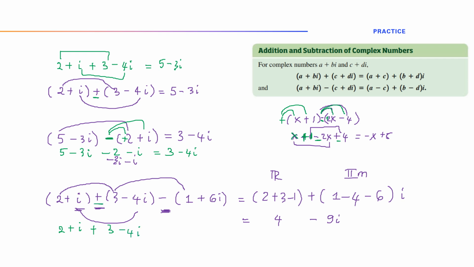Because that positive right here doesn't change the sign inside the parenthesis. But this one is negative, so we have to change it. So positive 1 becomes negative 1, and positive 6i becomes negative 6i. Now combine like terms: 2 and 3 is 5, minus 1 is 4. So that equals 4. Now i minus 4i is negative 3i, minus 6i is negative 9i. So the answer should be the same, right? We work in a way that is similar to whatever we did with the real numbers.